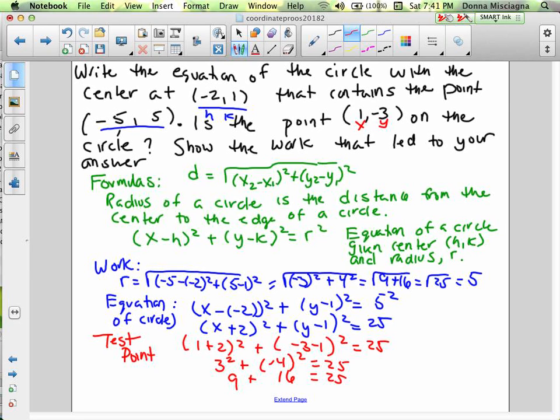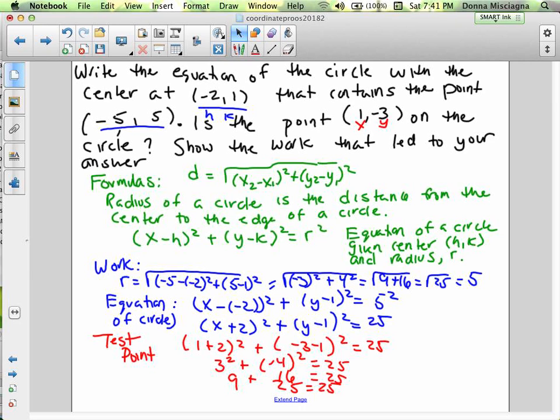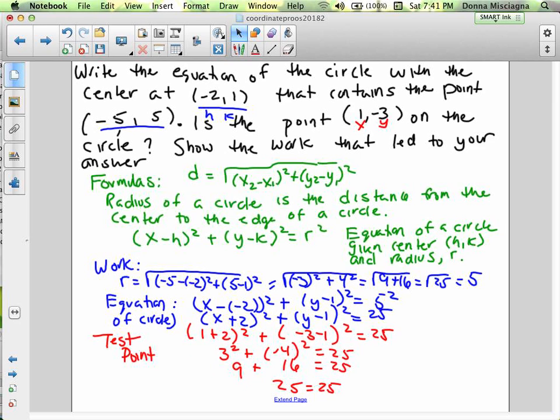I put it over here. I guess I'll squeeze it in. 25 equals 25. All right, 9 plus 16 is 25, and we had 25 on the other side. So we get a true statement.